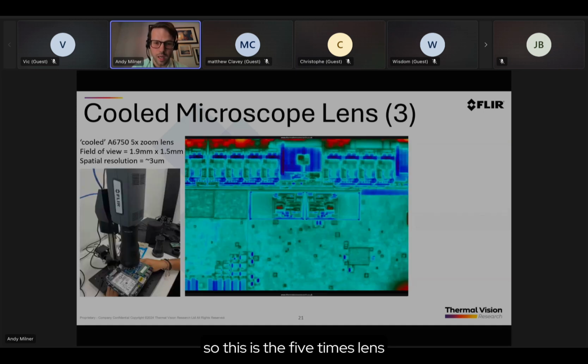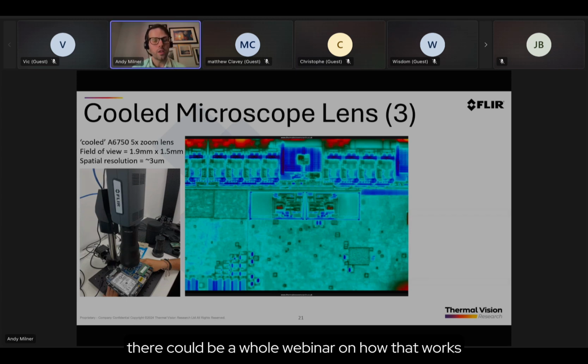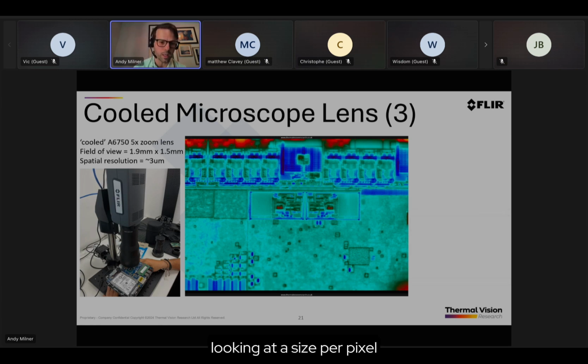So this is the 5x lens, and this is only 1.9 by 1.5 millimeters. Here, the spatial resolution is around 2 to 3 micrometers per pixel. With pixels, they do merge in together, and there could be a whole webinar on how that works, the pitch of the pixels, but this is a very simplified way of looking at it, looking at a size per pixel.